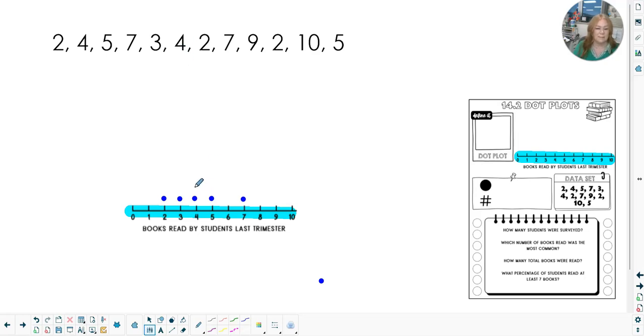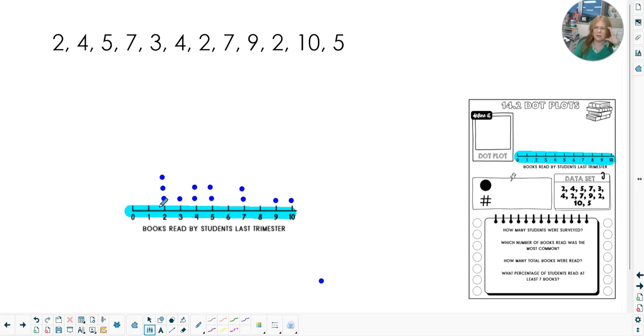Now we have 4 again. Now we have 2 again. We want to make sure that our second level also matches. We get another 7, 9, another 2, a 10, and a 5. So here is our visual representation.